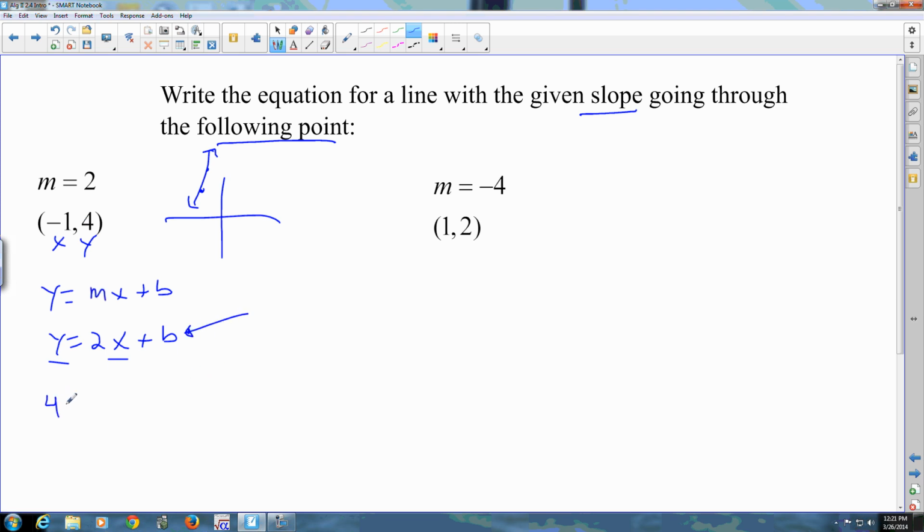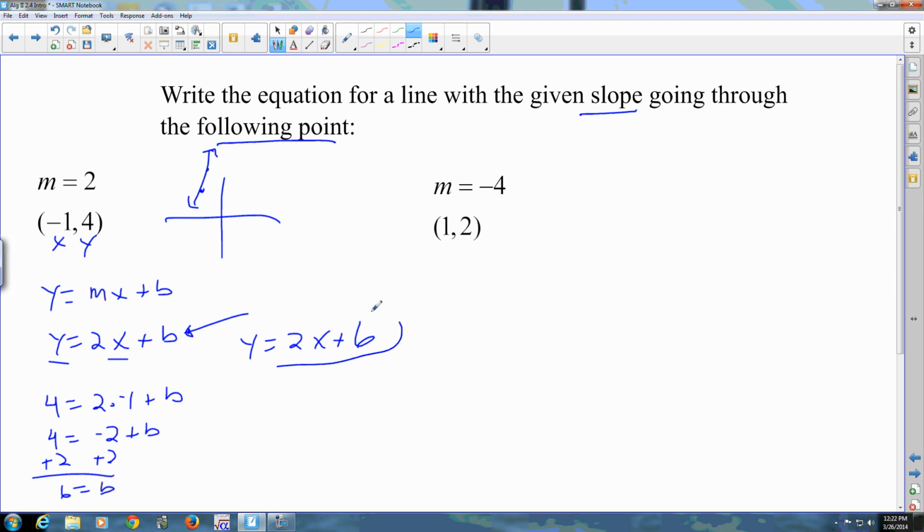So it's going to be 4 is equal to 2 times negative 1 plus b. 4 is equal to negative 2 plus b. Add the 2 to both sides, and you get 6 is equal to b. So your final answer is, go back and replace this b. So you've got y is equal to 2x plus your y-intercept, which is 6. And when I ask you guys to show work, this is what I'm looking for. I'm looking for you guys to show me how you get the value of 6.